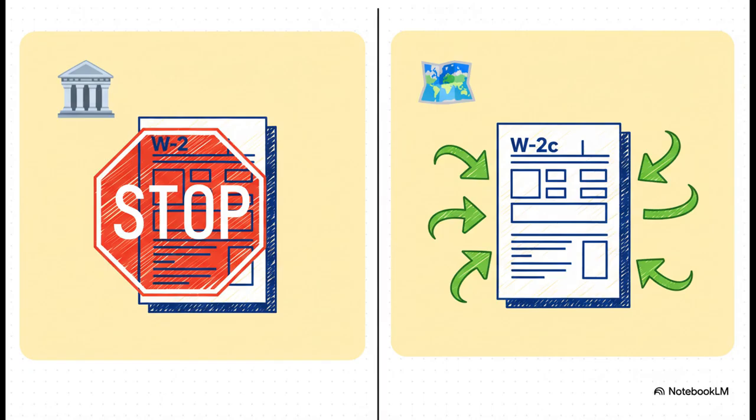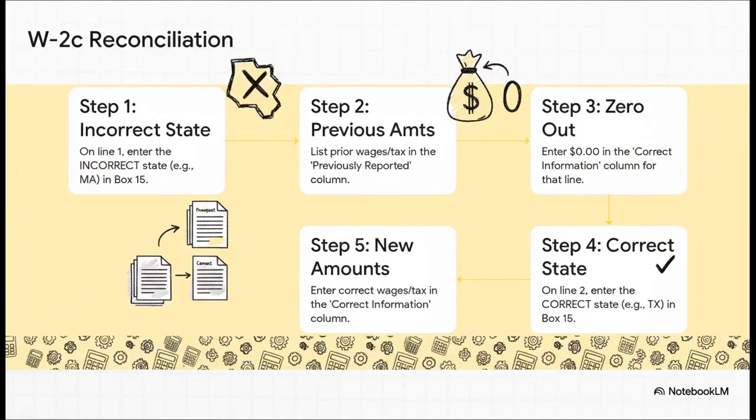On the federal side, for income tax in Box 2, the IRS is incredibly strict. You can't just go back and change a prior year unless it was a simple administrative error, like a typo. But for the state boxes, those federal rules go right out the window. State law takes over, and if the wrong state is listed, you absolutely must issue a corrected Form W-2C. No exceptions.